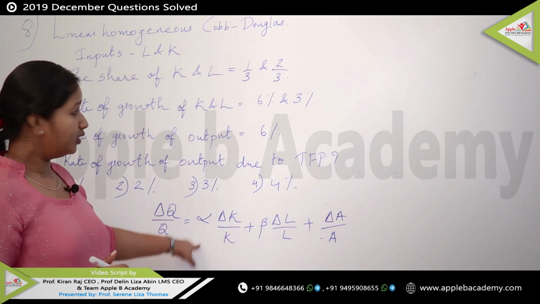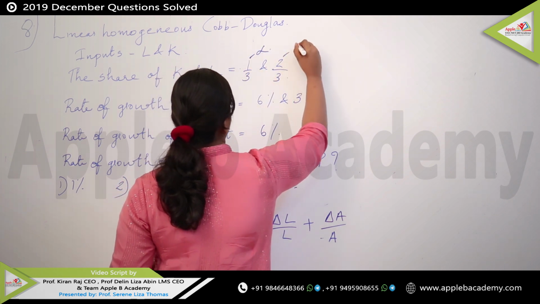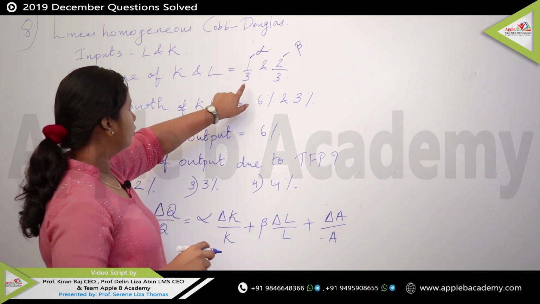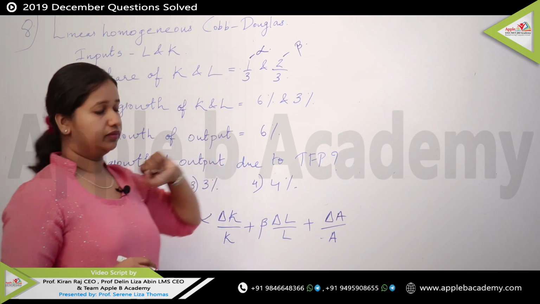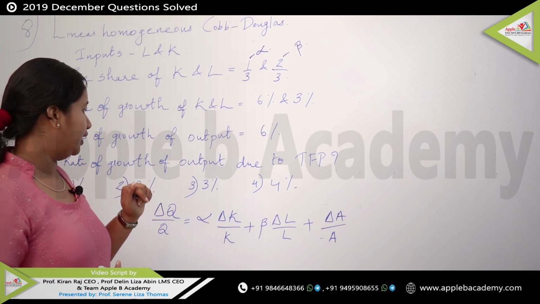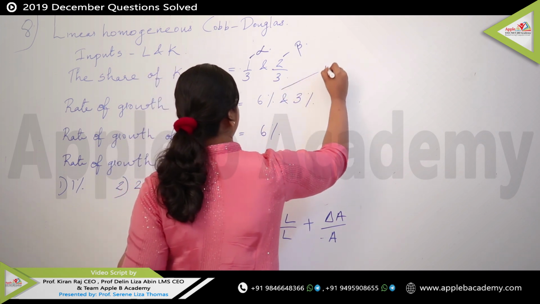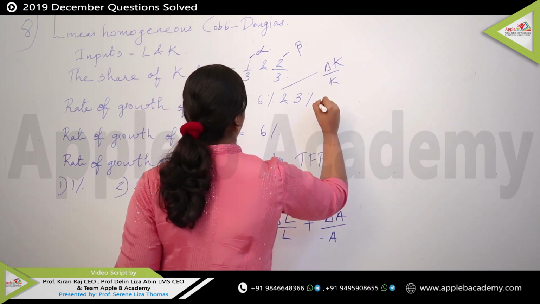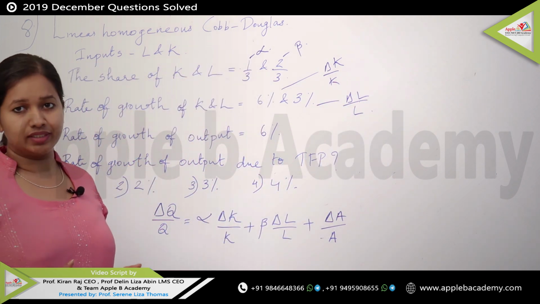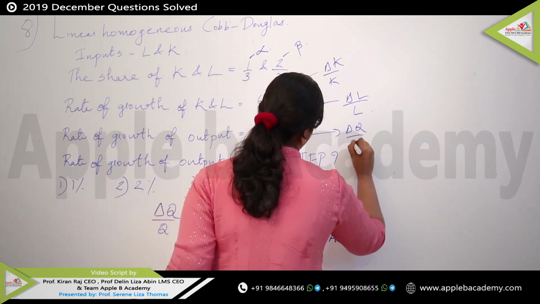So if this is the equation, alpha is 1 by 3 and beta is 2 by 3. That is the output elasticity with respect to capital and with respect to labor. Now the rates of growth of capital and labor are 6% and 3%. That is, 6% is delta K by K and 3% is delta L by L. And the rate of growth of output is 6%, that is delta Q by Q.